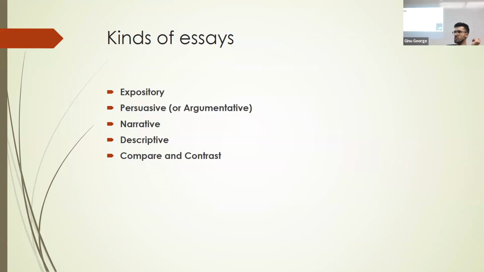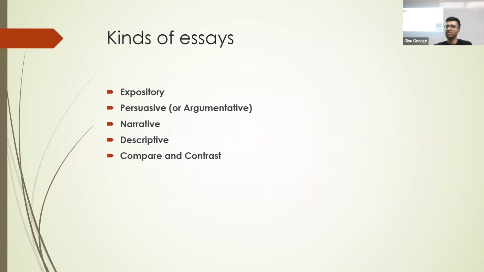Descriptive is related to the word description. Here, you're just describing a person or a place or a thing or an idea, right? Let's say you write an essay about your favorite place to visit, right? And you're describing that place to us, right?